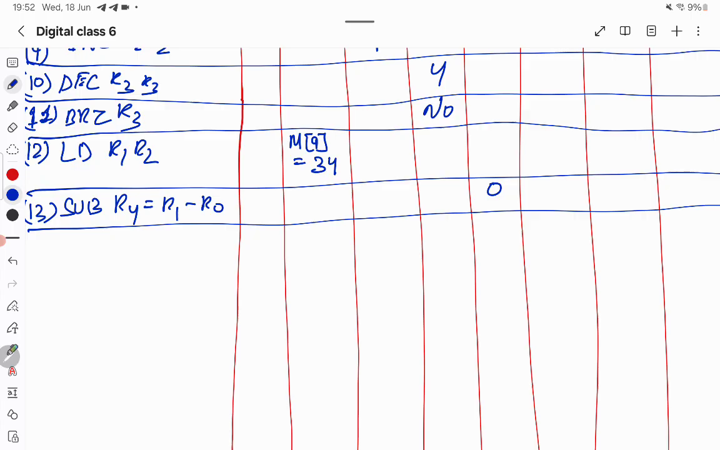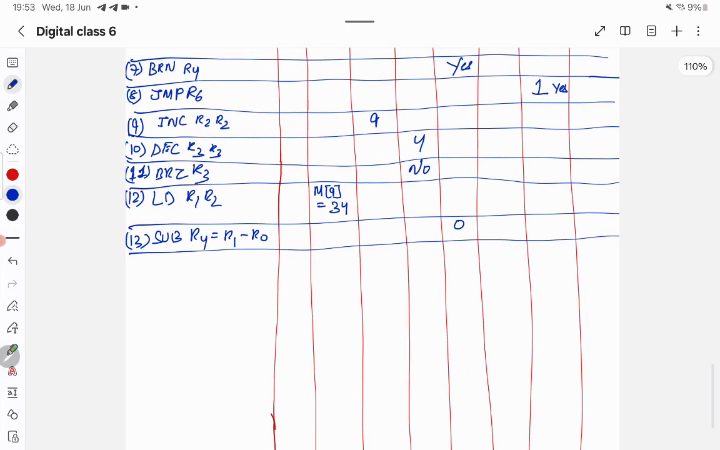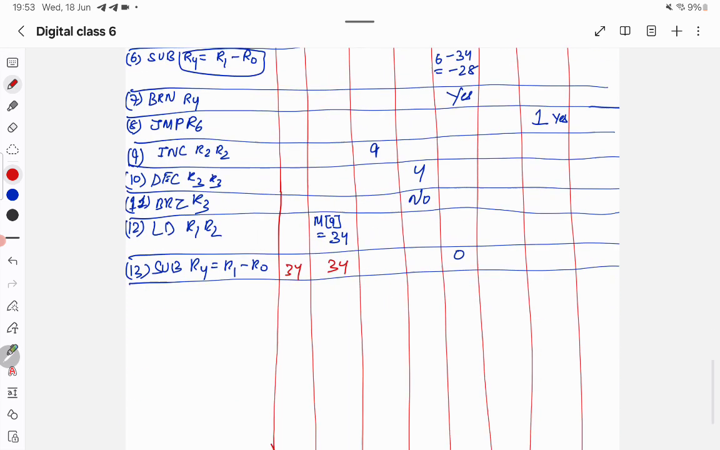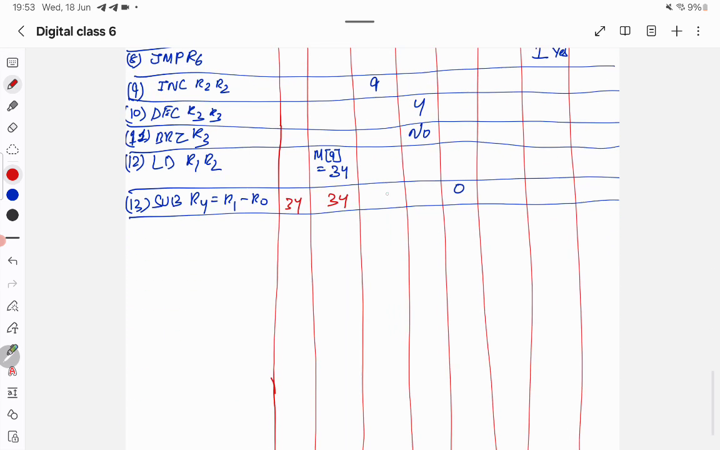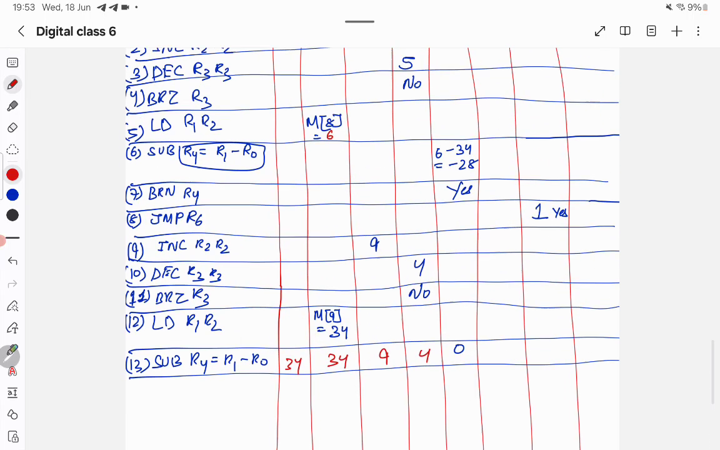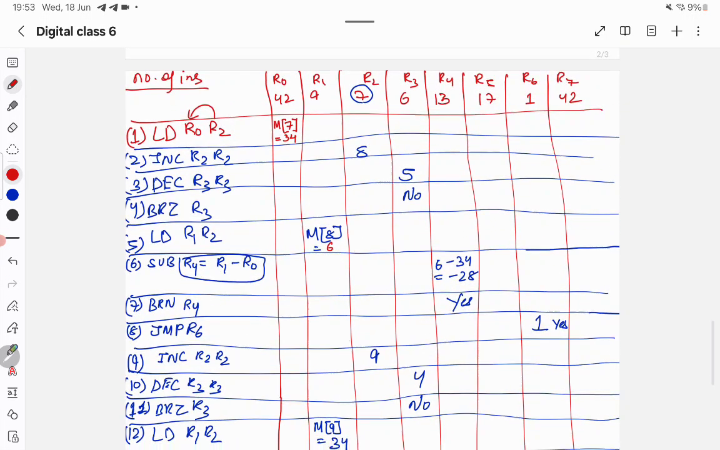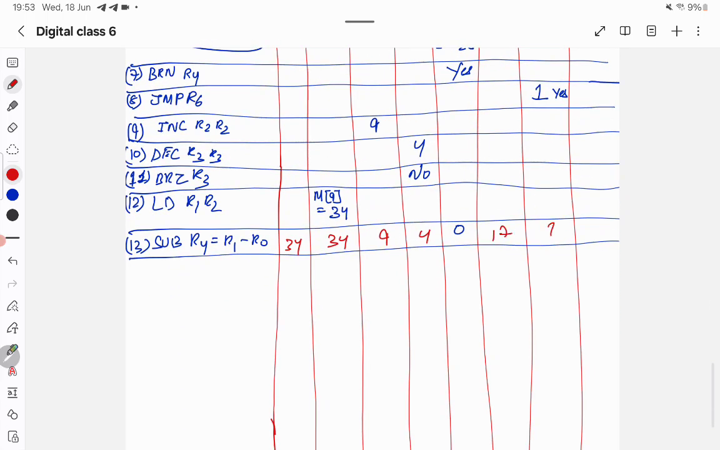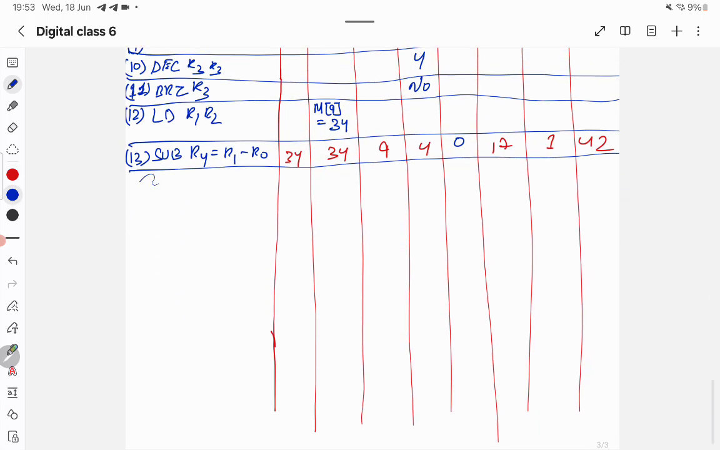Let me copy down the rest of the values also. Always keep on copying down the values so that you don't have to go up and check. 34, 34. This is 9. This is 4, right? Or this is 0. And this one 17, 1, 42. Now you can keep on writing. Next 14. Tell me the next.